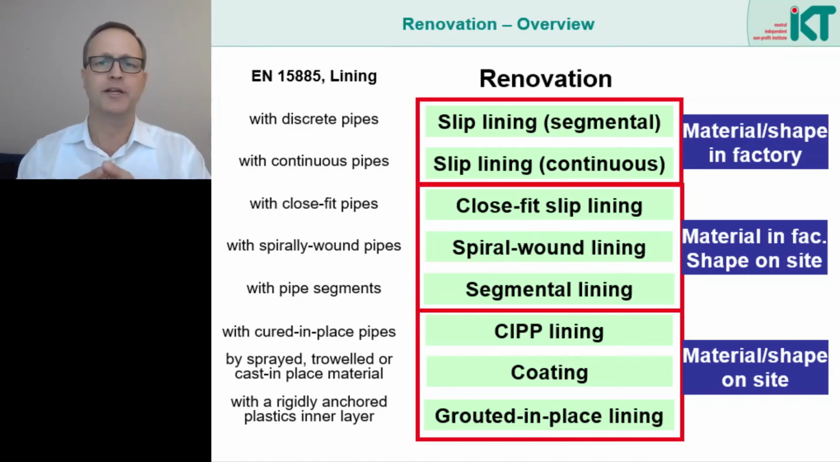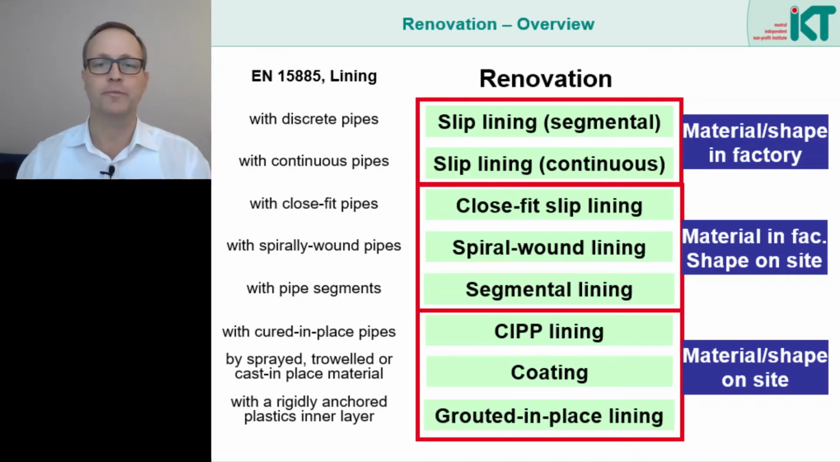The second group includes the close fit, the spiral wound, and the segmental lining method. Here, too, the pipe material is produced in the factory. However, the actual pipe shape is only created on site by reshaping the cross-section, or by winding a plastic strip, or by assembling individual segments.